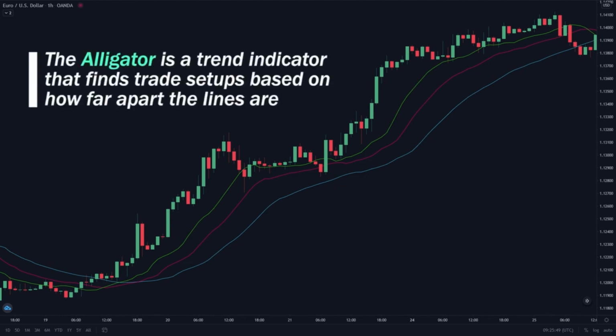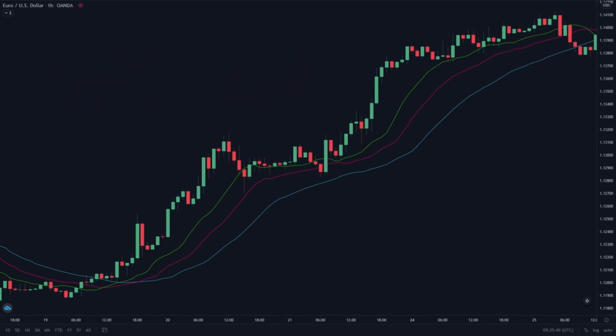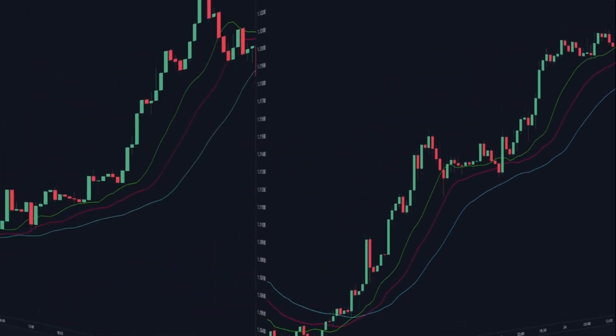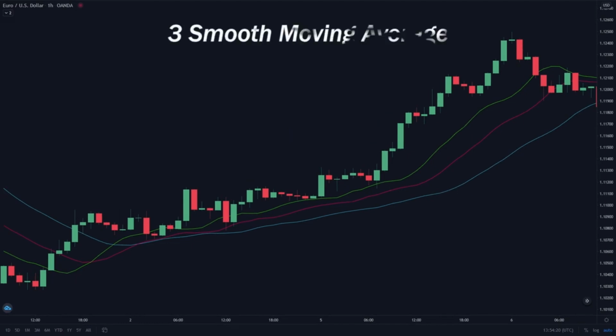The Alligator is easy to use and can find trade setups based on how close together or how far apart the lines are, resembling an alligator opening and closing its mouth. This indicator can be used in combination with other analysis techniques. The Alligator uses 3 smoothed moving averages. It consists of 3 lines that are all named after parts of an alligator's mouth.